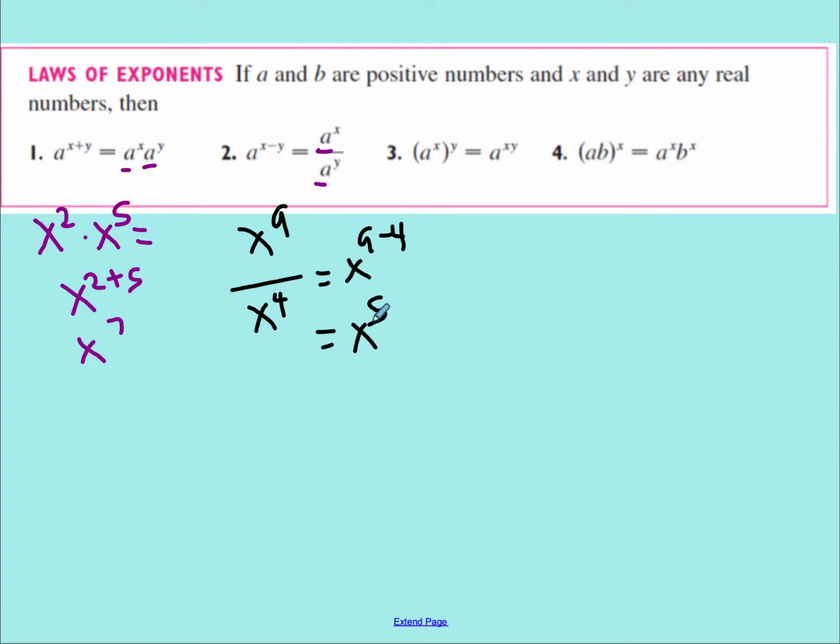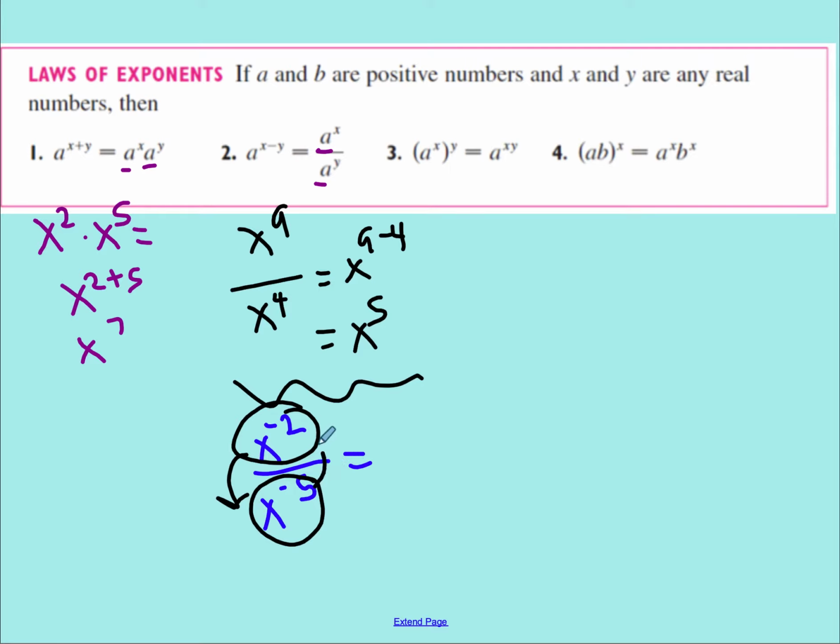x to the 5th. Another thing I want to point out is one rule we would have, let's say we have x to the negative 2nd over x to the negative 5th. Okay. If you guys ever have negative exponents, remember you can take them and move them to the opposite part of the fraction to make them positive.